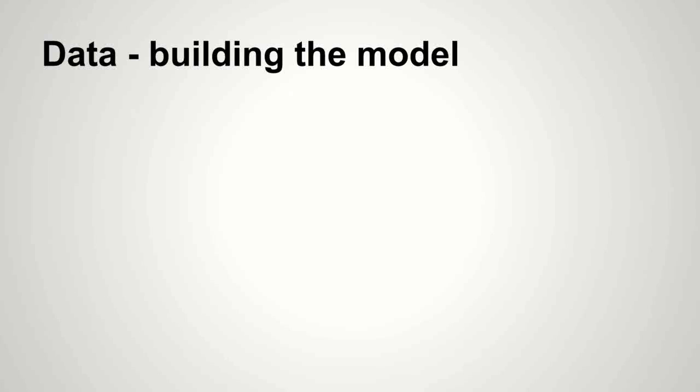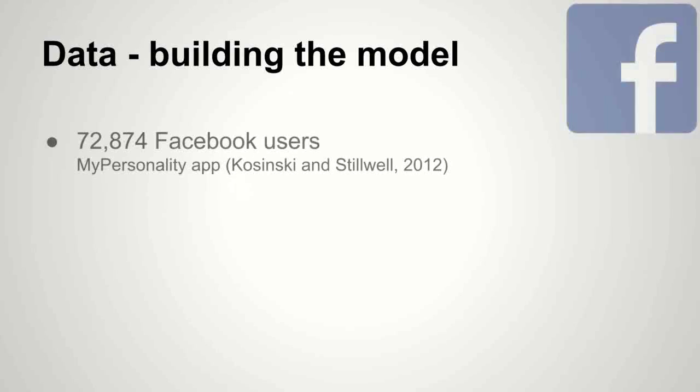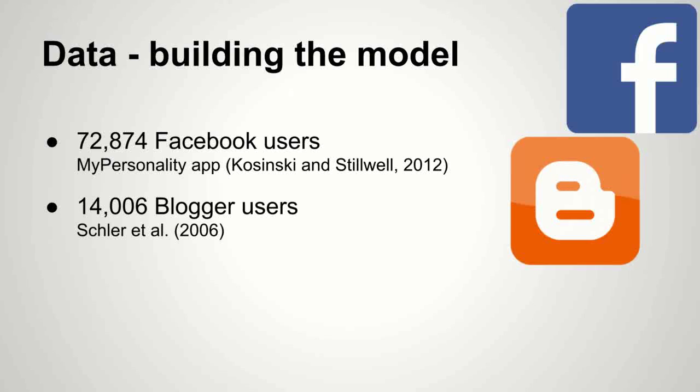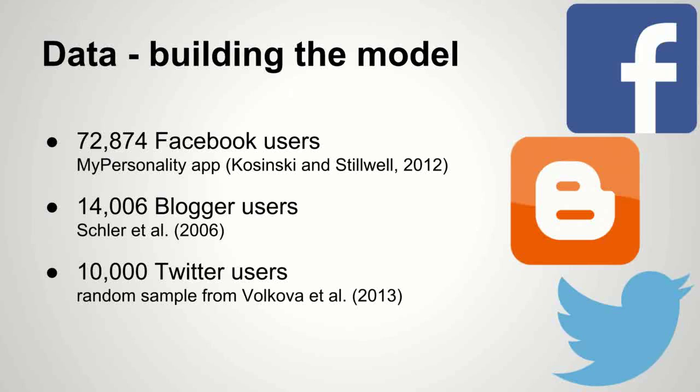In order to build these predictive lexica, it requires a lot of real-world data. To ensure that the models can apply to multiple types of language samples, such as blog posts and tweets, we use 3 domains of data. First, we use the entire posting history from roughly 73,000 consenting Facebook users. Next, we use the entire posting history from roughly 14,000 blogger users. And finally, we use tweeting histories from about 10,000 public Twitter users.